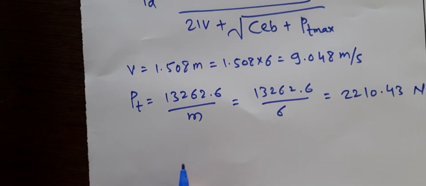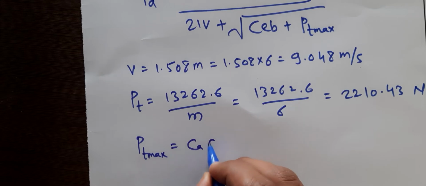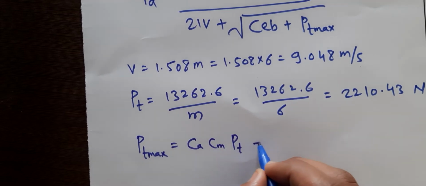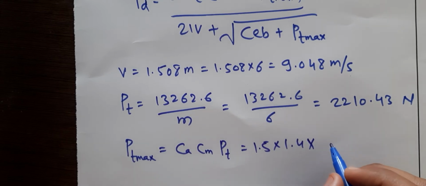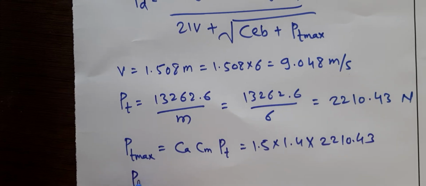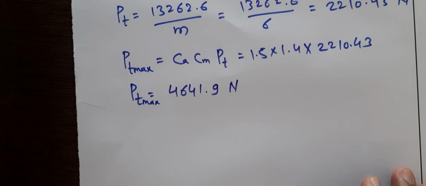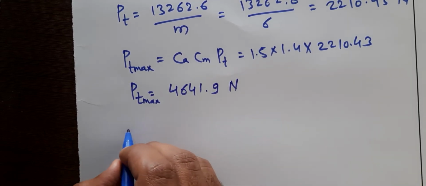Then you need to go for PT max. PT max is nothing but the maximum tangential force, so it is CA CM PT. Here CA is 1.5, CM is 1.4 and PT is 2210.43. So your PT max will be 4641.9 Newton. After getting this PT max, next you have to calculate the pitch error, small e.